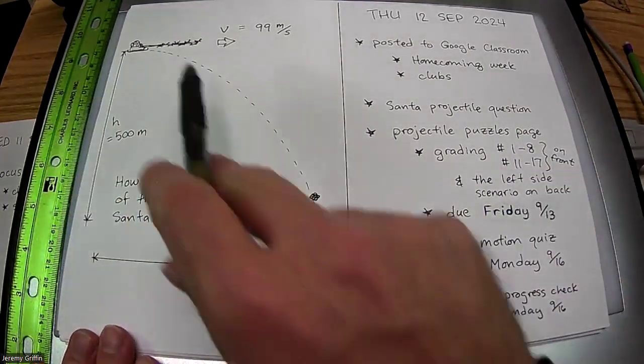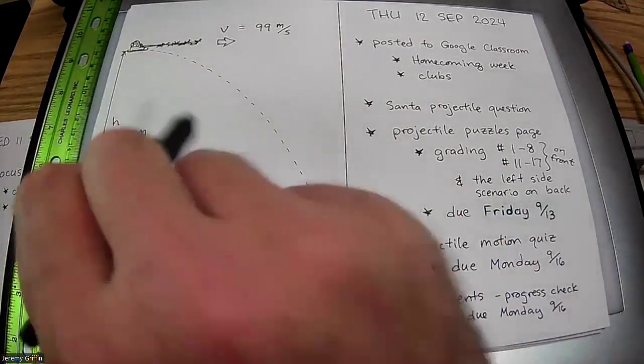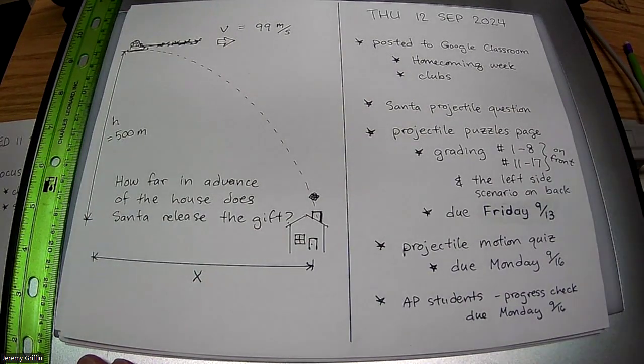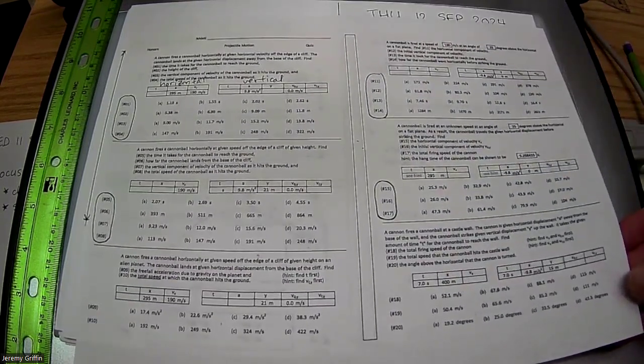All right, of course, we're doing projectiles. So I have a starter question here. Involves Santa dropping gifts down chimneys. He has to figure out how far in advance to drop it. We're about to look at that one. Then most of today, I'll give you guys time to work on this projectile page. You remember yesterday, we took most of class to solve some projectile puzzles off this page.